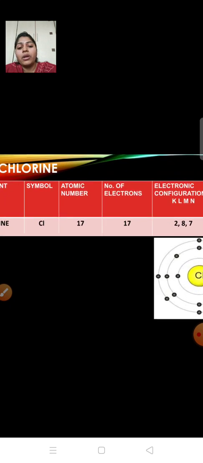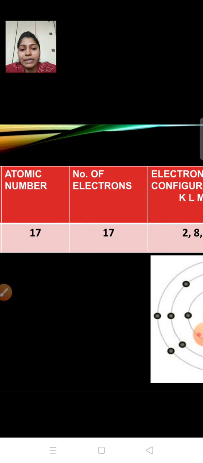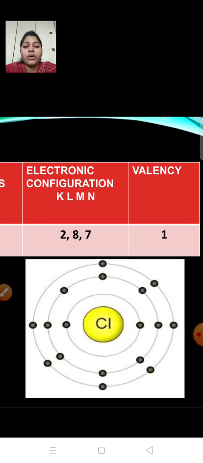Next one is chlorine. The symbol of chlorine is Cl. Atomic number 17. Number of electrons 17. Electronic configuration 2 electrons in K shell, 8 electrons in L shell and 7 electrons in M shell. So if chlorine gets 1 more electron, it will complete the octet. So chlorine will accept 1 electron and achieve stability. So the valency of chlorine is 1.